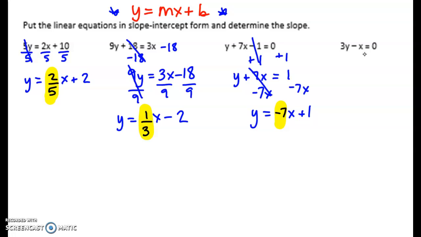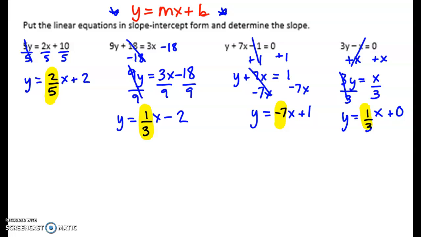Our last example, we want to take the x to the other side. 3y is equal to x. And then we're going to divide by 3. And our result is, now x over 3 is the same thing as 1/3 x, right? And there's no b. I'm going to write in the plus 0. And here's my slope. So now if I was asked to give the slope, I would be able to identify them in the green writing as shown here.